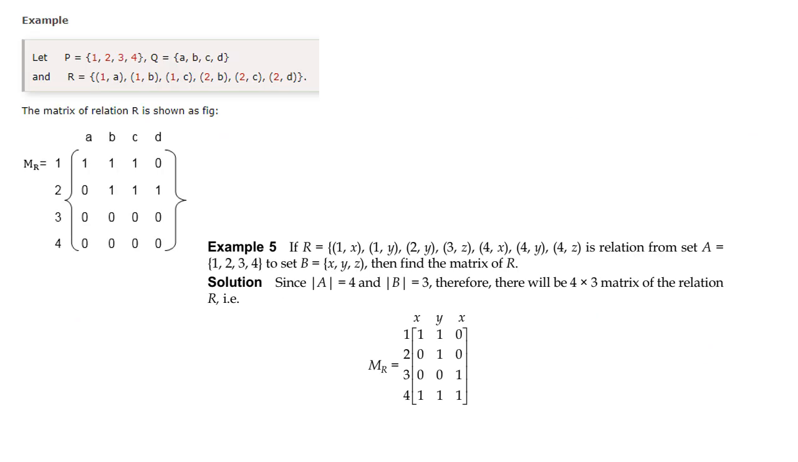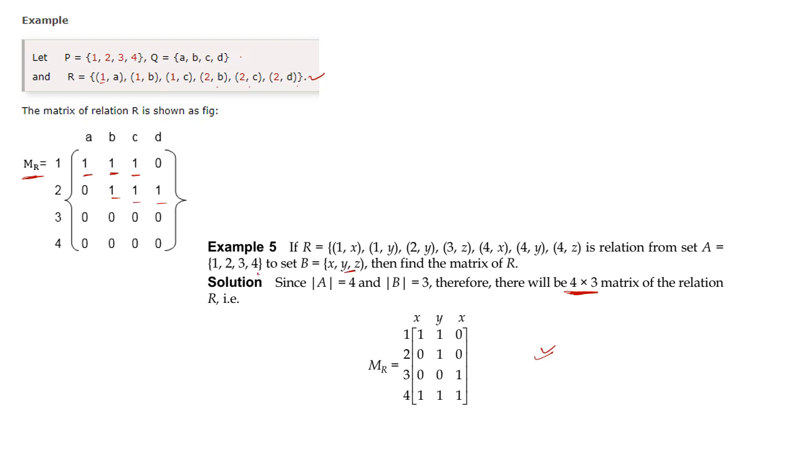Let us say P is equal to 1, 2, 3, 4, Q is equal to A, B, C, D. So this is the matrix relation. As you can see, 1A, so the intersection of 1 and A, I put a 1 over here. 1B, 1C, I put a 1 over here, I put a 1 over here. 2B, 2C, 2D. So wherever we have a relation pair, we put a 1, otherwise we put a 0. Another simple example, but in this case, I have made the size of the matrix 4 by 3. The number of elements in A is 4 and the number of elements of B is 3.